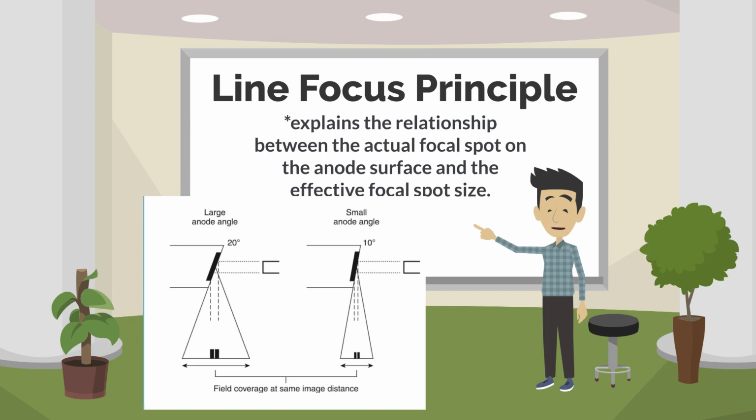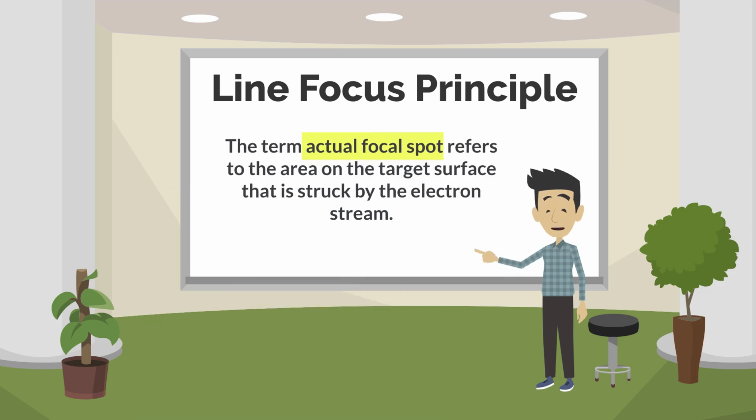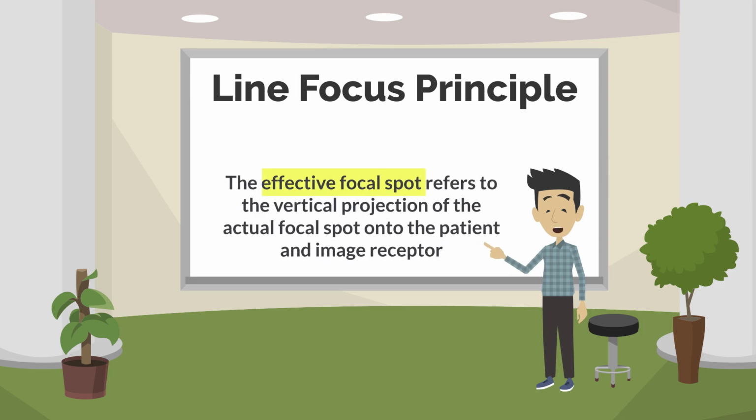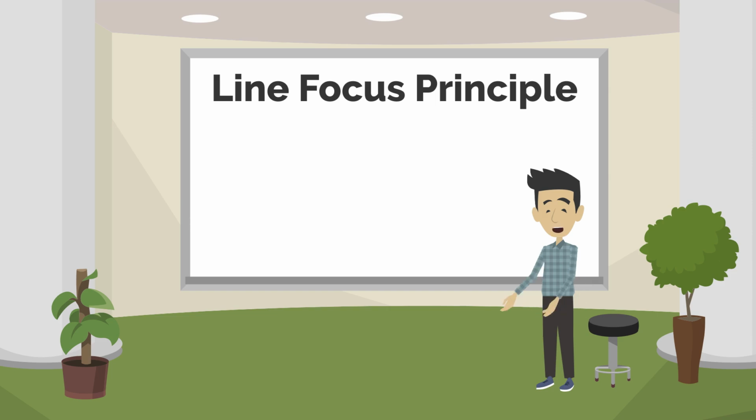The line focus principle explains the relationship between the actual focal spot on the anode surface and the effective focal spot size. The actual focal spot refers to the area on the target surface that is struck by the electron stream. The effective focal spot refers to the vertical projection of the actual focal spot onto the patient and the image receptor. Here are 3 key points regarding the line focus principle.